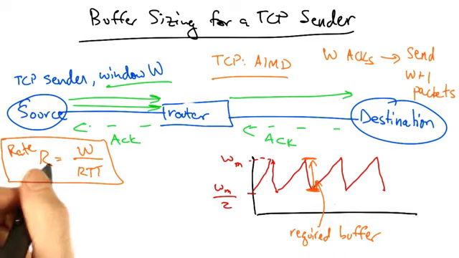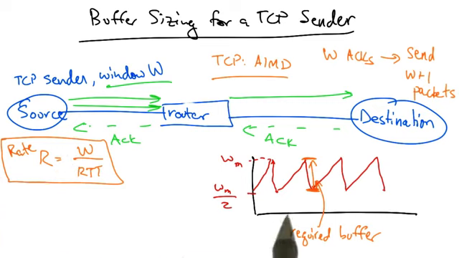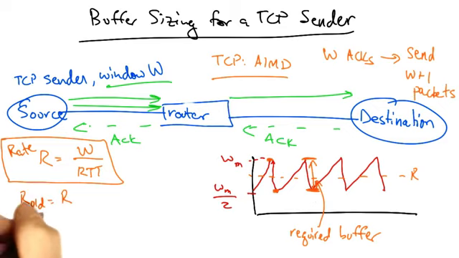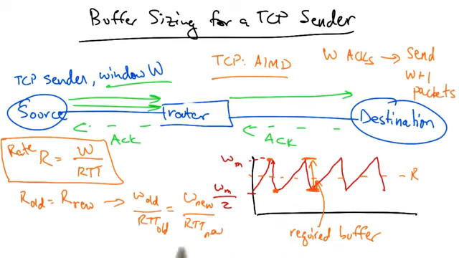Now we know the rate is W over RTT, and we'd like the sender to send at a common rate, R. And if we'd like the sender to be sending at the same rate before and after it experiences a loss, then we know that the rate before the drop must equal the rate after the drop. So then we can set these two rates equal.